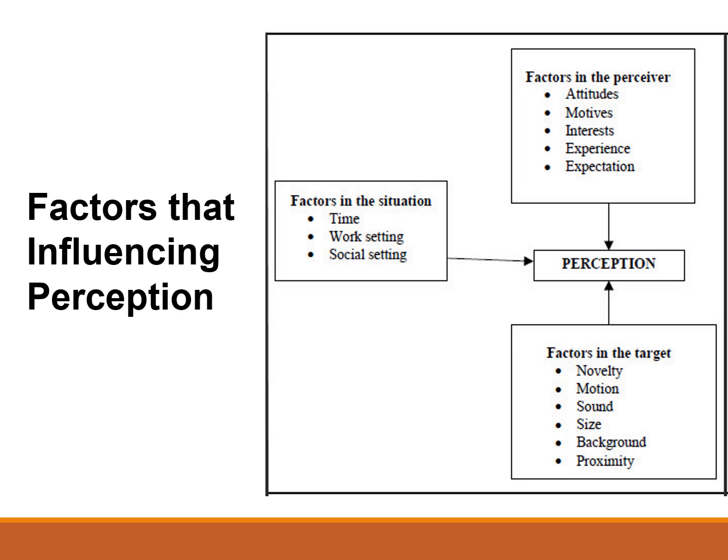And the proximity. Proximity simply means closeness. Things which are closer together will be seen as belonging together. So we perceive things that are closer together as a group. Example, students coming out of a lecture hall, or a department or work group, are perceived as a single entity, because we perceive things which are closer together as groups. So those are the factors in the target.